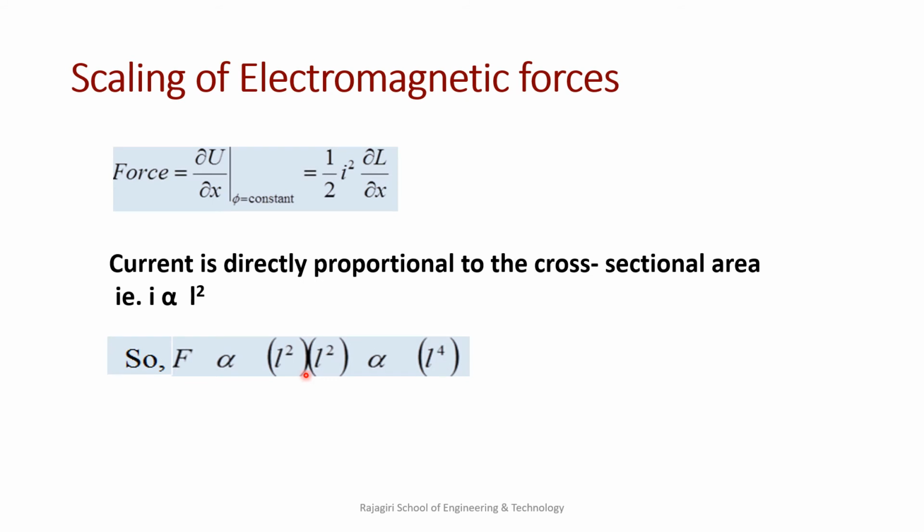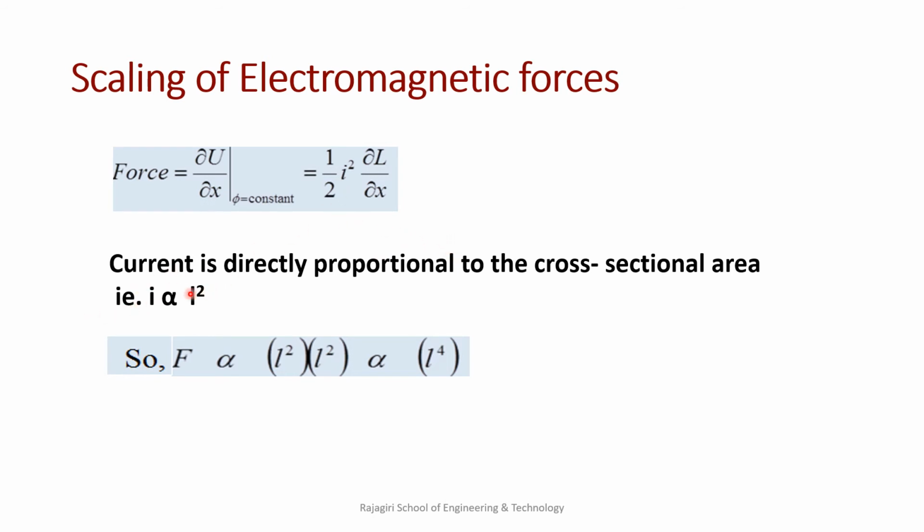The electromagnetic force is obtained by the partial differential of the electromagnetic energy. That is, force is equal to dou U by dou X. It is obtained as equal to half I square into dou L by dou X. Now, the relationship of each of these parameters I, L and X with the linear dimension is examined.